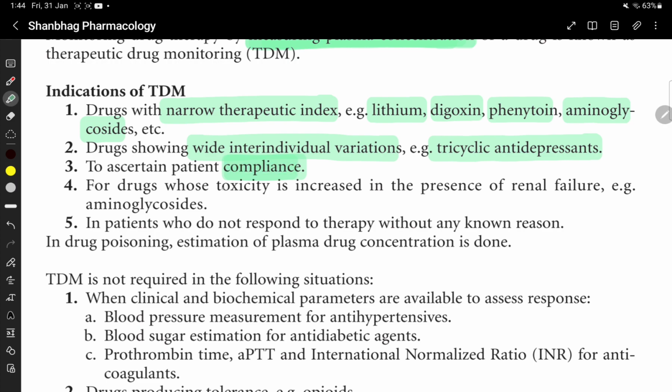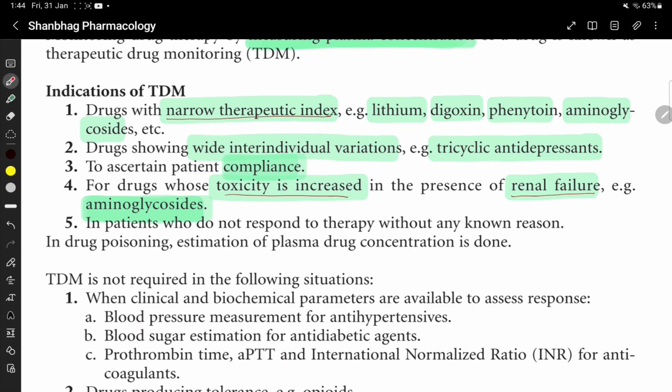For drugs whose toxicity is increased in the presence of renal failure, example aminoglycosides. So therapeutic drug monitoring is done for aminoglycosides for two reasons: because it has a narrow therapeutic index and its toxicity is increased in the presence of renal failure.